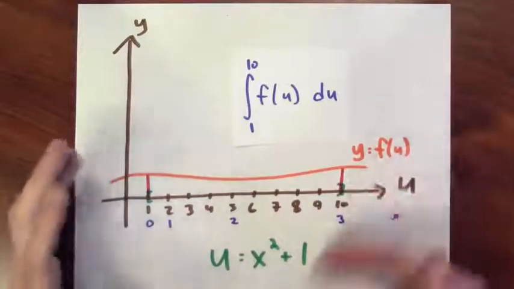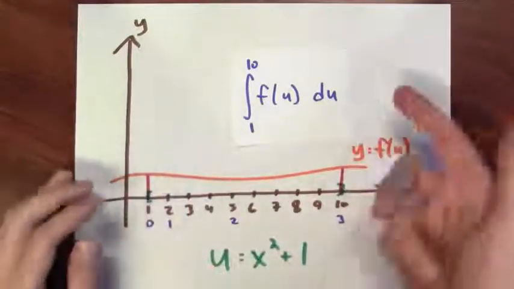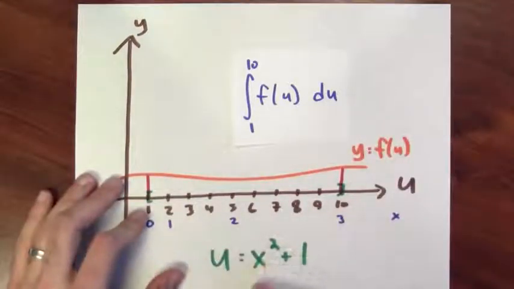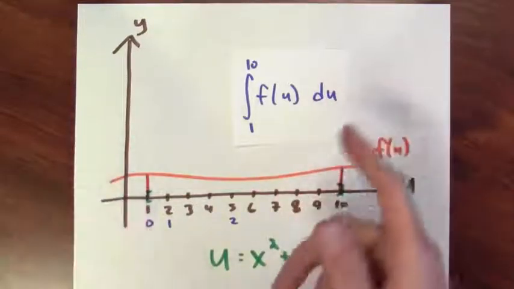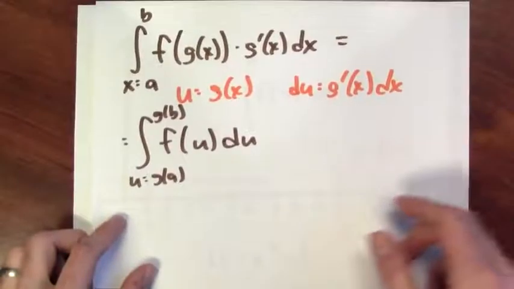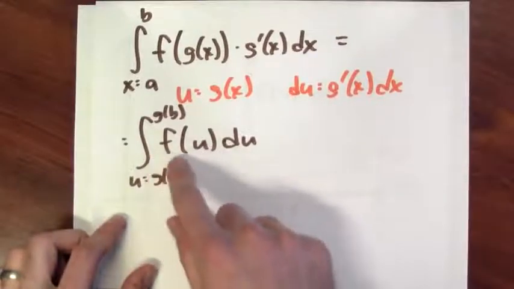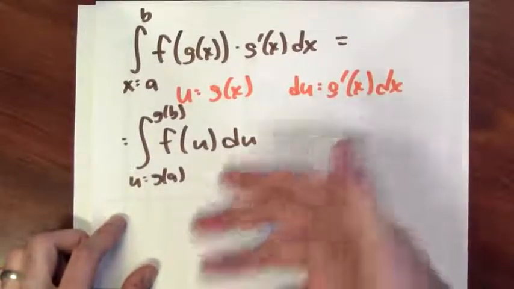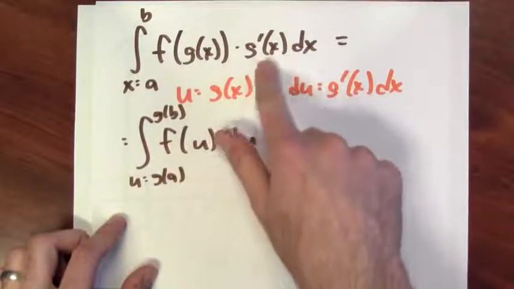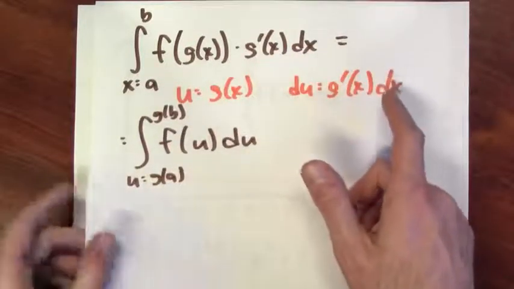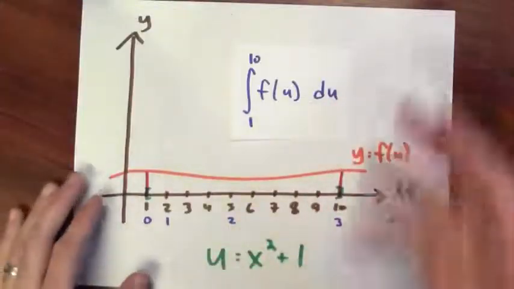Now I want to imagine what happens when I do the substitution. What happens when I replace u with x squared plus 1? And that changes du, right? That's that formula that we saw a moment ago. If I'm integrating f of u du, I could alternatively integrate f of g of x times g prime of x dx. And I can imagine that in the graph.